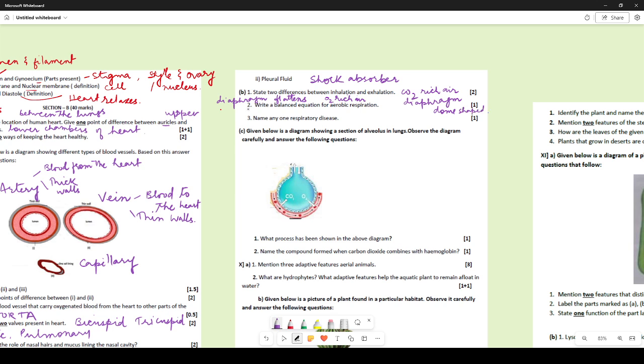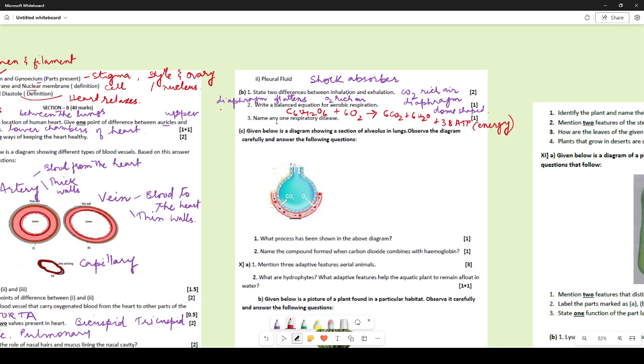Okay. Write a balanced equation for aerobic respiration. So you have C6H12O6 plus 6O2 gives 6CO2 plus 6H2O plus 38 ATP of energy. That will be the balanced equation. If anything is missing, you get a 0, because an equation is supposed to be correct in all its forms.